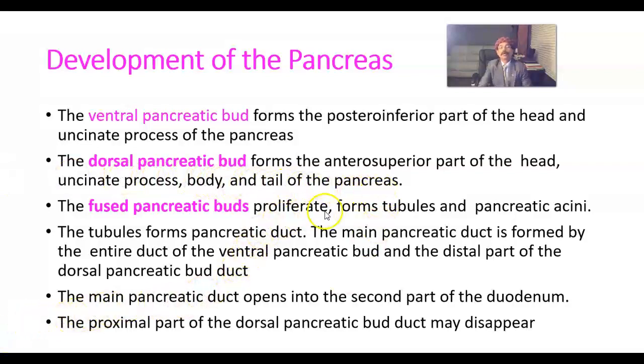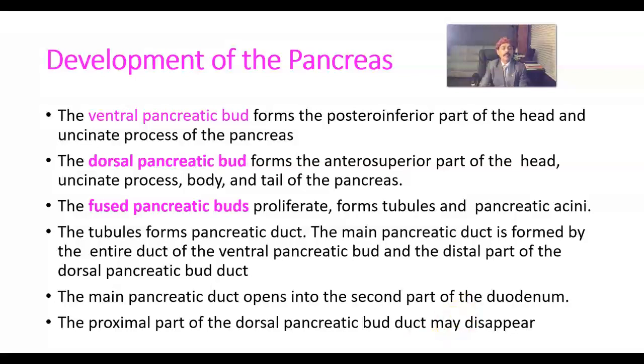The fused pancreatic bud proliferates, forming tubules and pancreatic acini. The tubules form the pancreatic duct. The main pancreatic duct is formed by the entire duct of the ventral pancreatic bud and the distal part of the dorsal pancreatic bud duct. The main pancreatic duct opens into the second part of the duodenum at the major duodenal papilla along with the bile duct. We call it the hepatopancreatic ampulla of Vater.